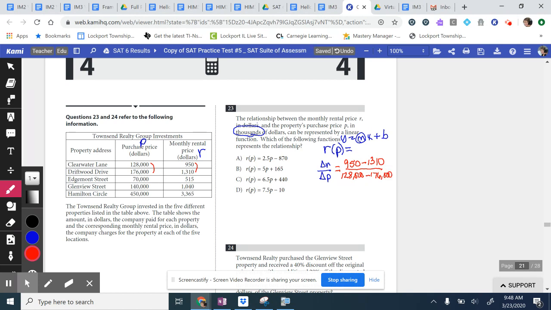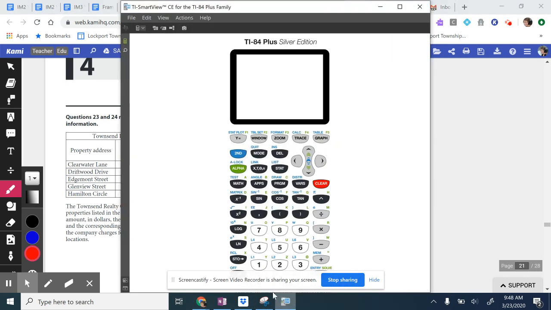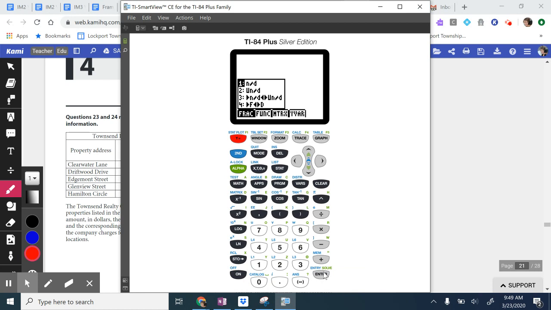And then now we get the calculator. And we're going to type in that entire expression. So we get our, let me see if I can shrink this down a little bit. I'm just going to hide that, sorry.